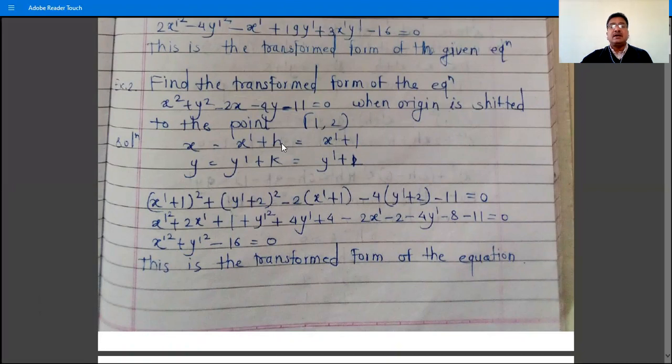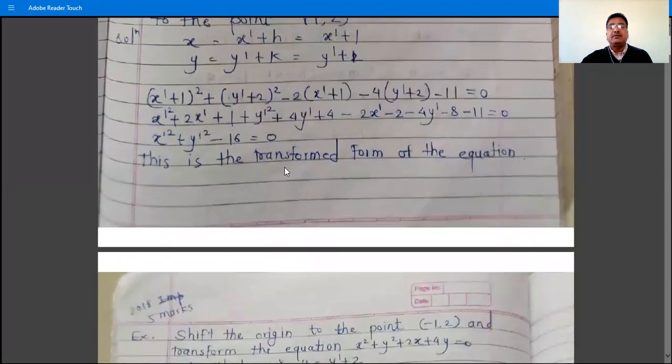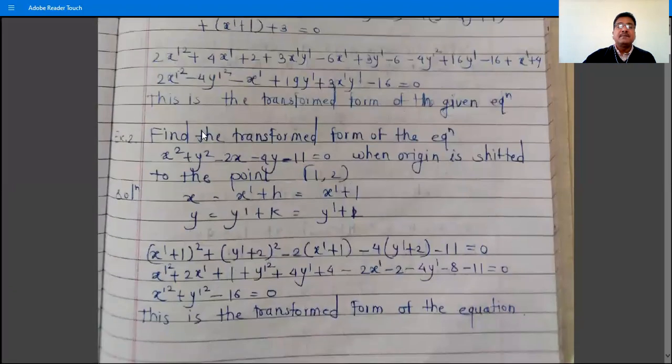So x = x' + h and y = y' + k, that is x' + 1, h is 1, k is 2, y' + 2. So substitute in the given equation x as x' + 1, y as y' + 2. We have this, and then after squaring each bracket, we have this, and the final answer is x'^2 + y'^2 - 16 = 0. And this is the transformed form of this equation.